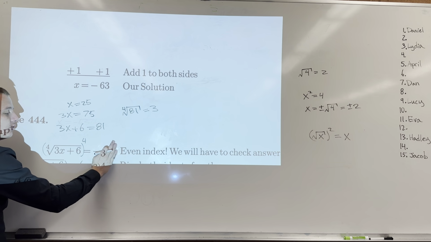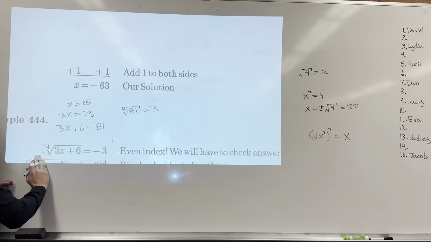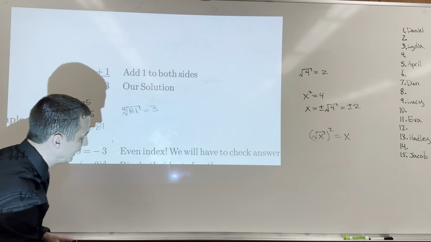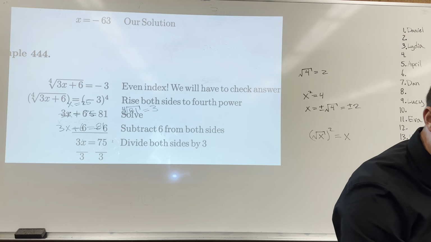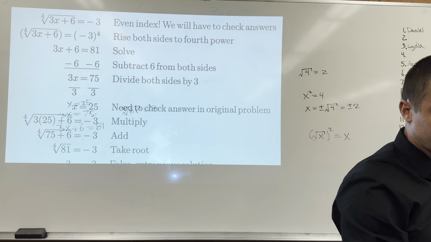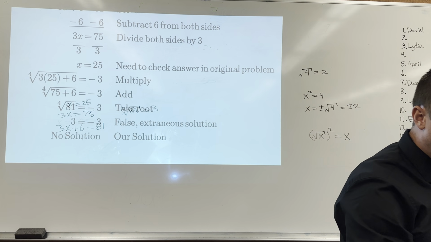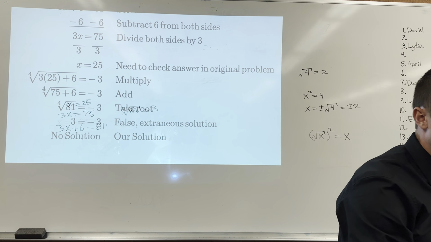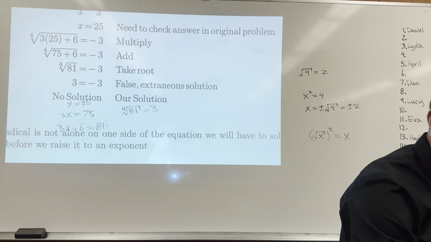So that's why we instantly knew right out the door, this is bad. The 4th root of something, always a positive number. Never a negative number. So that's why, no solution. And so he's trying to trick you there, and he solves x equals 25, and he says, nope, because now we're getting 3 equals negative 3. Doesn't make sense. So no solution is the answer. Not x equals 25. Easy trap to fall into.